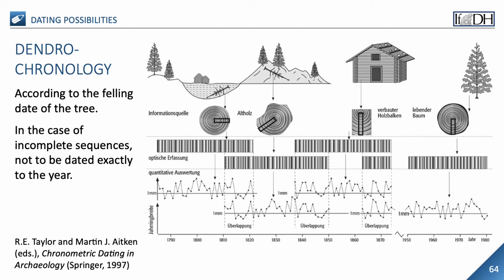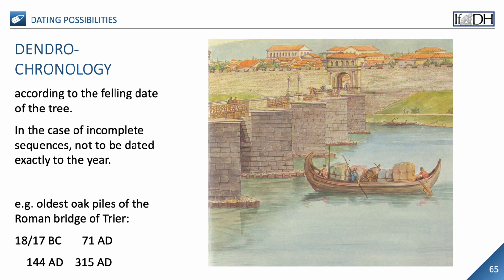Dendrochronology, for example, is based on the fact that trees grow at different rates depending on the influence of the weather and thus form annual rings of different thickness. These sequences, that is, the sequence of thicker and thinner rings, are so characteristic that one can determine the felling date of the tree. With incomplete sequences, however, this is not possible exactly to the year. This dating method helps, for example, for the history of a building.